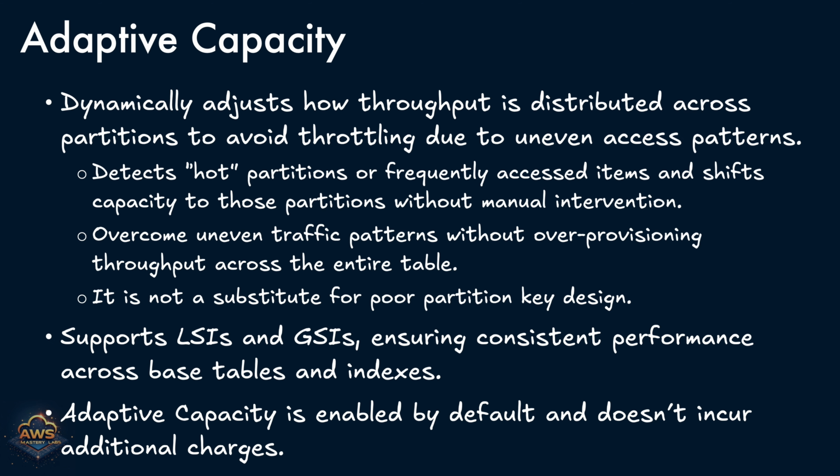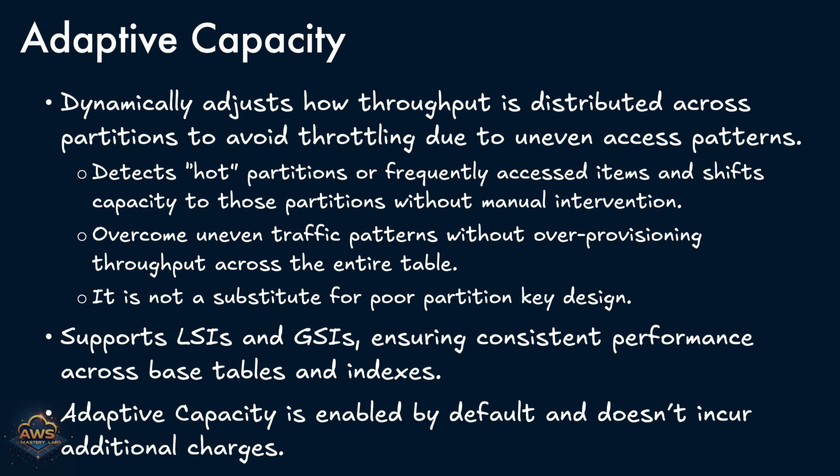Adaptive capacity is a built-in feature of Amazon DynamoDB that helps manage uneven access patterns by dynamically redistributing throughput capacity across partitions. In real-world applications, certain items or partitions may receive significantly more traffic than others, resulting in what's known as a hot partition. Adaptive capacity addresses this by automatically detecting these hotspots and shifting additional capacity to the partitions or even specific items that need it, thereby reducing the risk of throttling without any manual intervention.